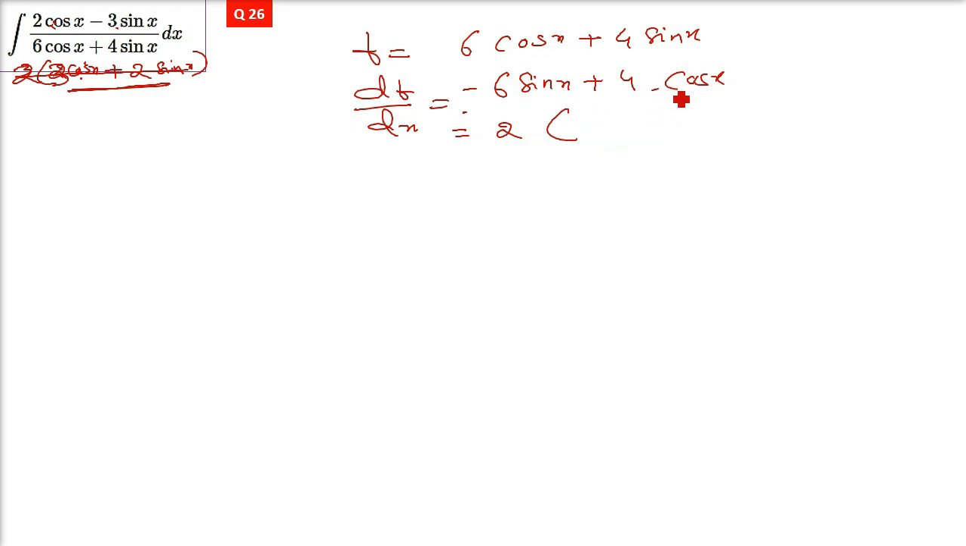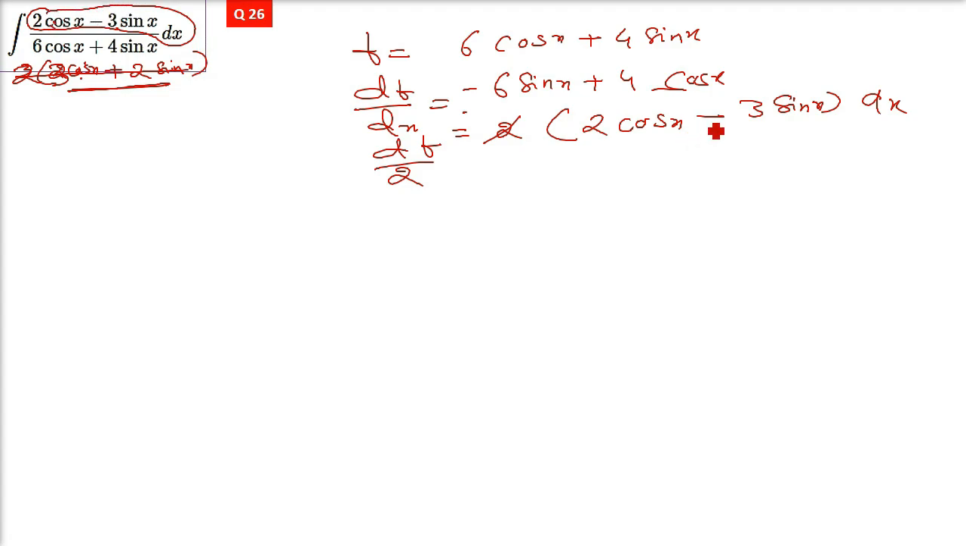So just take 2 outside. You will get 2 cos x. This is going to be minus 3 sin x. So this is dt, this is dx, this 2 goes in the denominator. dt by 2 is 2 cos x minus 3 sin x dx. This is dt by 2. Now what do you see here? It's the same thing which we were expecting, which we wanted to know.